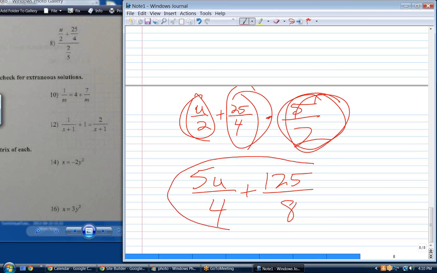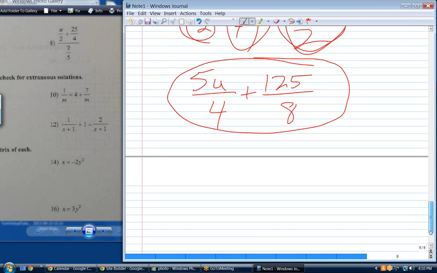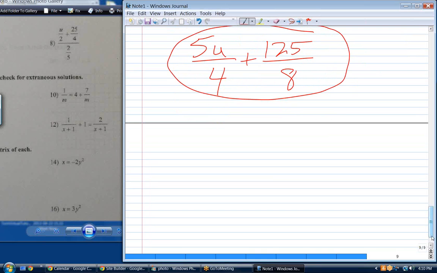Now that I have this, I do need to find a common denominator to add those. What's the common denominator between these two? 8. Correct. Notice that I didn't have to multiply the two. I don't use 32. 32 would be a common denominator, but it's not the lowest, and it makes me use bigger numbers unnecessarily.